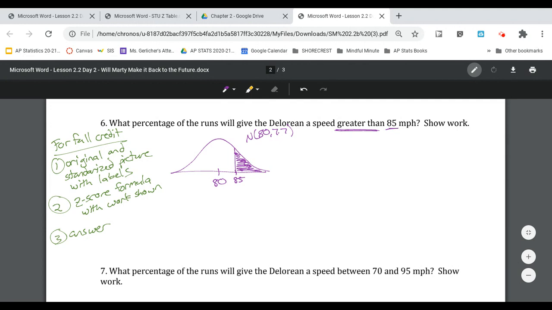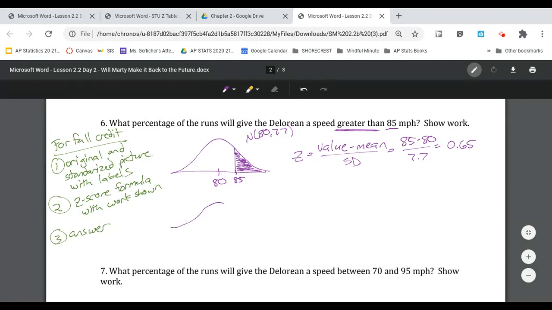We'll draw our second picture in a second. Here is our z-score formula. Value minus mean over the standard deviation. So in this case, that would be 85 minus 80 over 7.7, which ends up being 0.65. So we have found out that we are 0.65 standard deviations above the mean, a little more than half of a standard deviation above the mean.